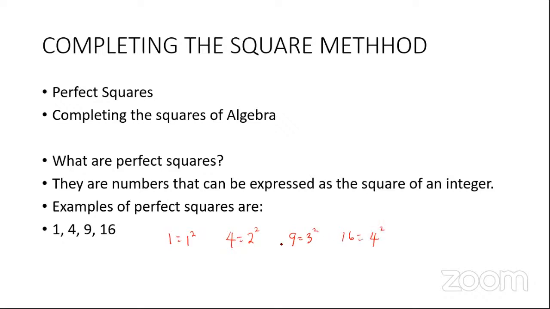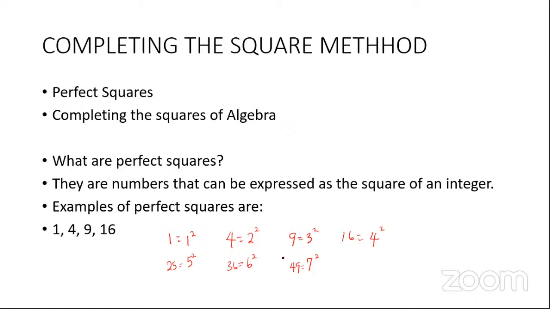If you need the next perfect square, it means you should be talking about 5 squared. And what will 5 squared give us? That's 25. We can also talk about 6 squared. What will it give us? That's 36. We can also talk about 7 squared. That's what? 49. So those are perfect squares. So let's move on.